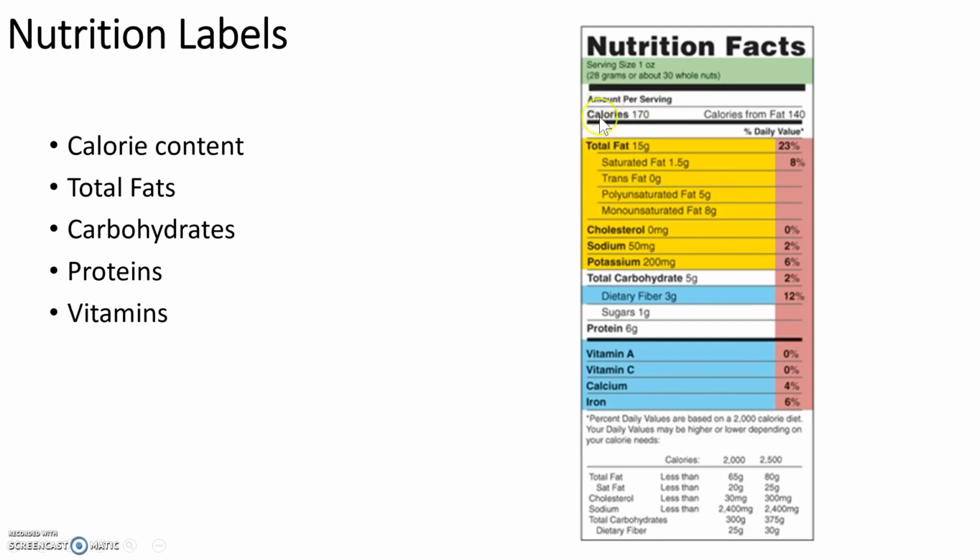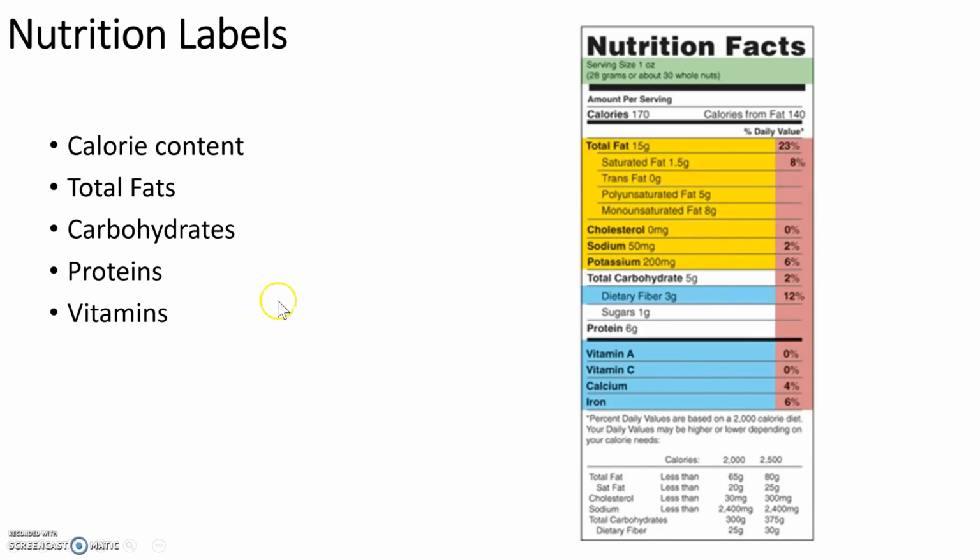One component is the calories, and we've talked about what a calorie is and how much energy that food provides. Also, we find the fat content, and this is what we're going to focus on in this lecture. It's often broken down into saturated, trans, polyunsaturated, and monounsaturated fats. We're going to look at the definition of each of these and the chemical structures.